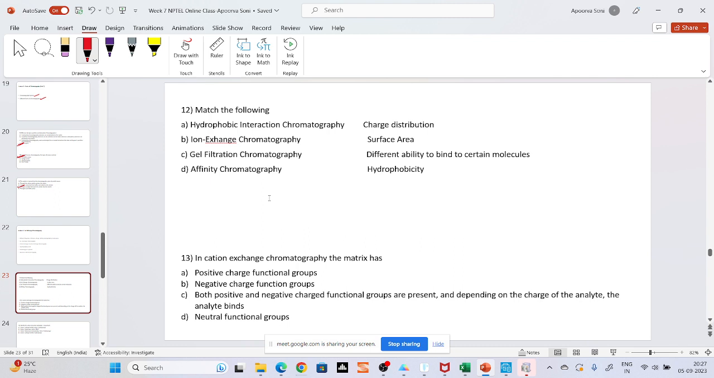Ma'am, A with the hydrophobicity. Hydrophobic interaction chromatography with hydrophobicity. Yes. Ion exchange chromatography depends on which one of this? Charge distribution. Yes. Gel filtration chromatography? Surface area. Yes. And affinity chromatography with different ability to bind to certain molecules. So this gel filtration chromatography we will be studying, I think, in your next week class.